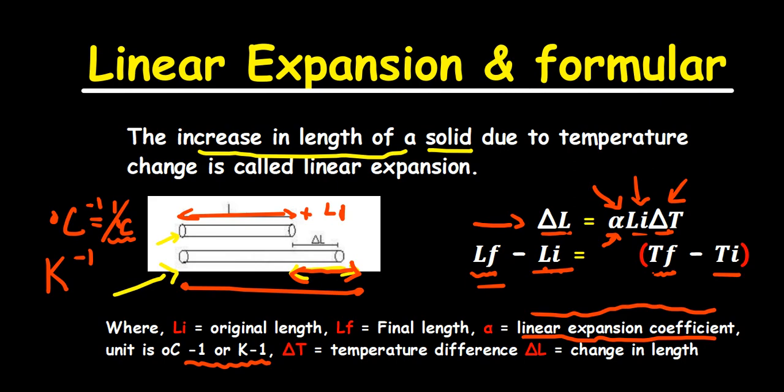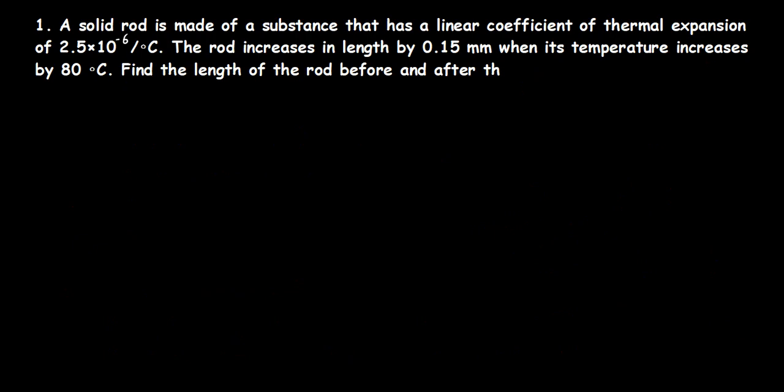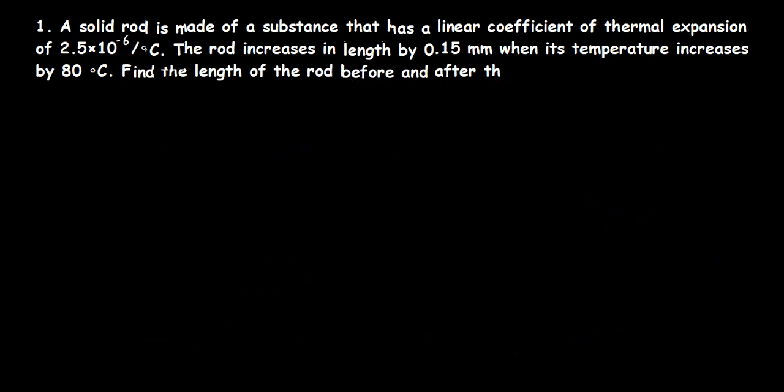For us to find the linear expansion of a certain solid, we just need its original length, its final length, the change in temperature, and the linear expansion coefficient. We're going to be using this same formula here. So now let's look at some questions where we are finding this linear expansion. The first question is what we are seeing on our board, so we are going to solve that question.